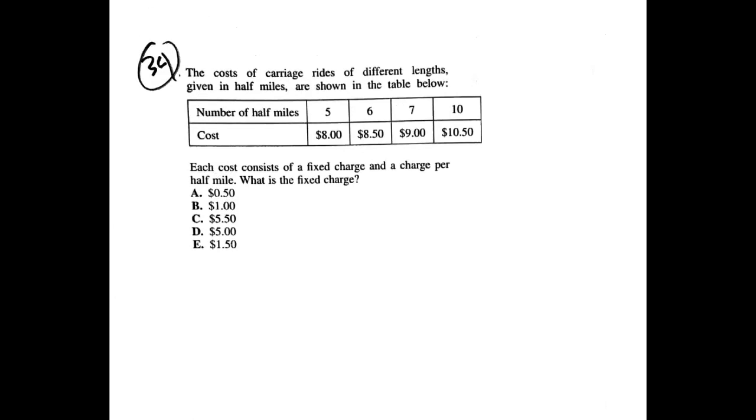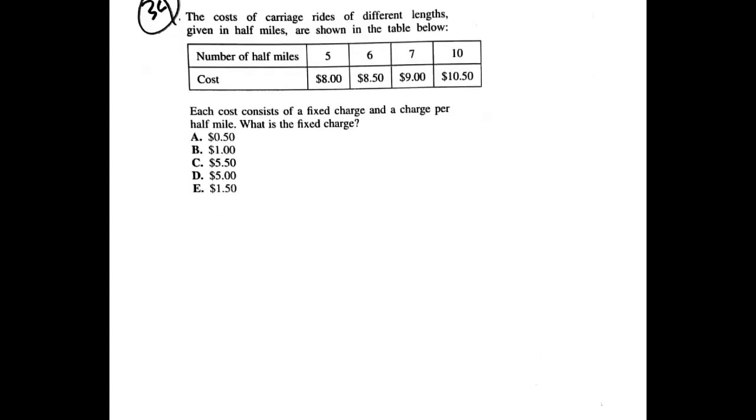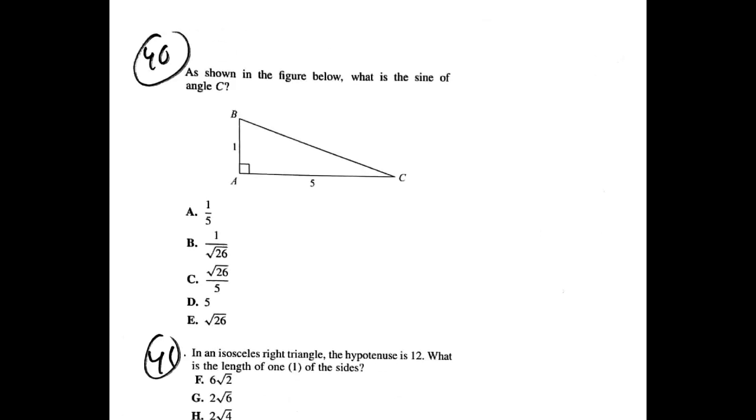39. The costs of carriage rides at different lengths, given in half miles, are shown in the table below. Each cost consists of a fixed charge and a charge per half mile. What is the fixed charge? A, 50 cents. B, $1. C, $5.50. D, $5. E, $1.50.